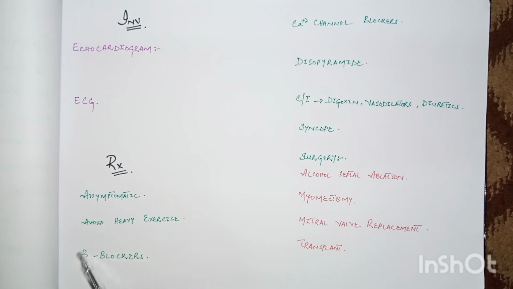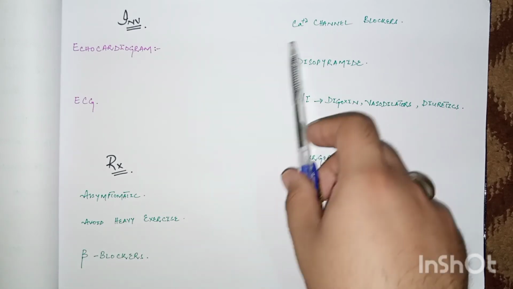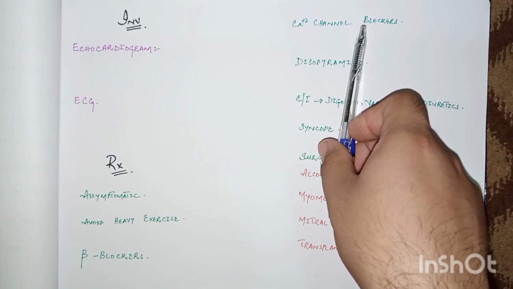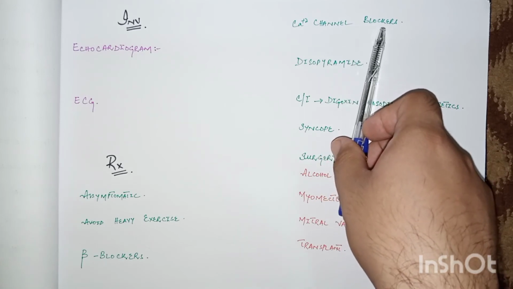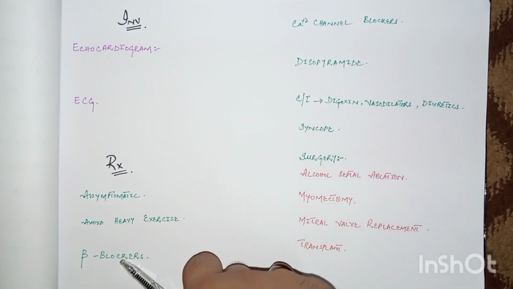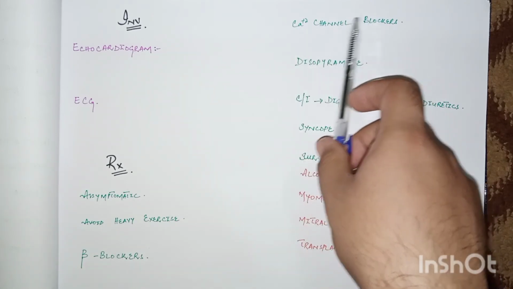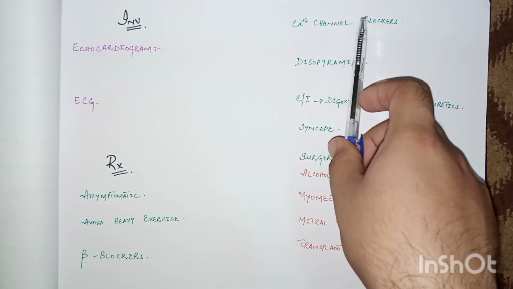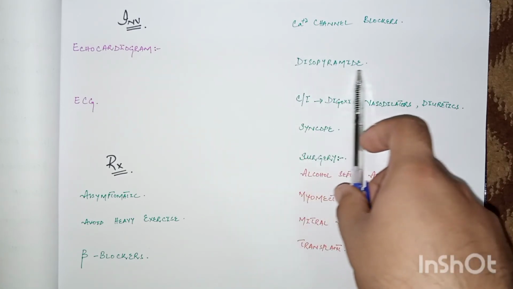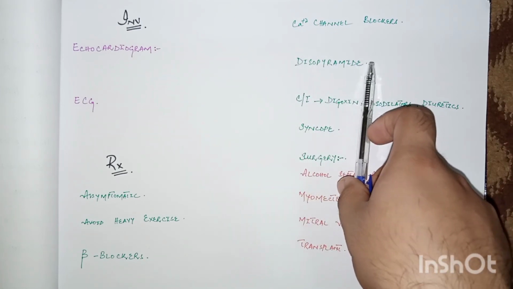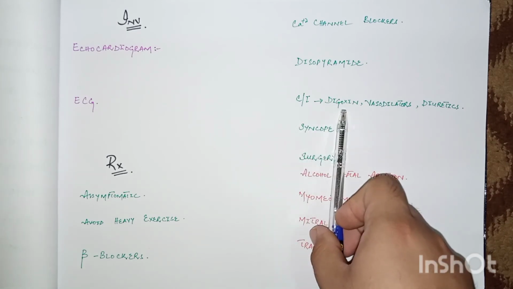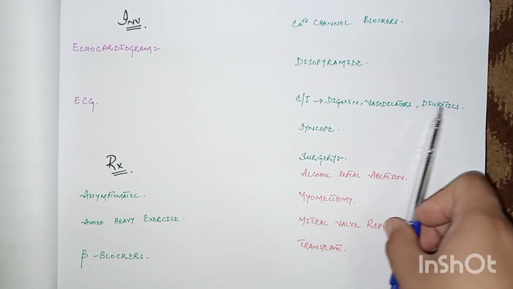If beta blockers are not working properly, then the alternative options are calcium channel blockers like diltiazem, verapamil, and also amlodipine, etc. These drugs have also the same action as that of the beta blockers. Another option is disopyramide, which is basically a class one antiarrhythmic drug. But the contraindicated drugs include digoxin, vasodilators, and diuretics.